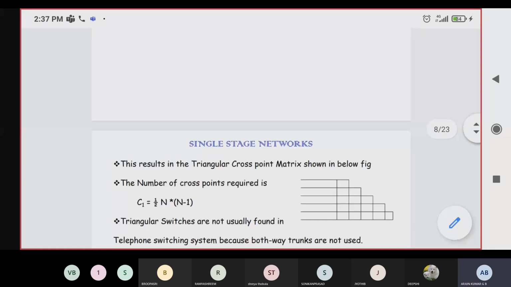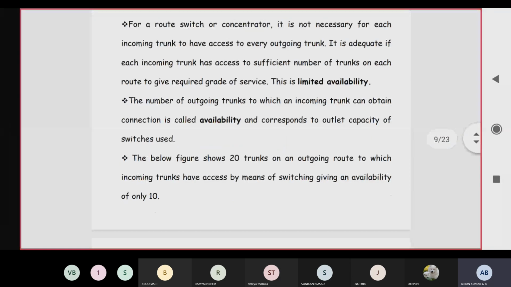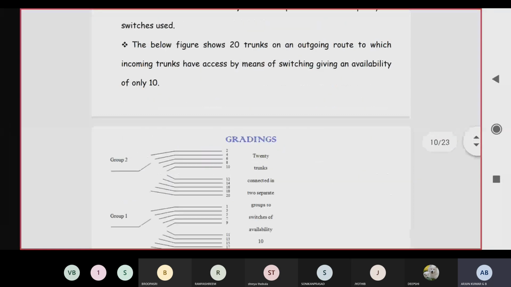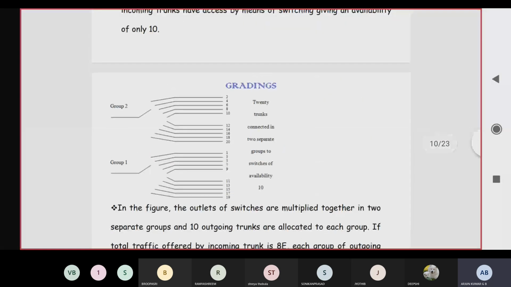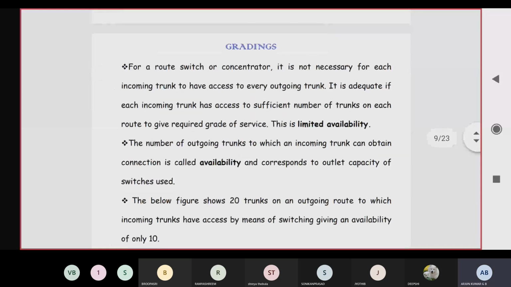Then they introduce the grading mechanism. This kind of mechanism is introduced in the telephone networking system. They will make groups. Each trunk line will be connected through uniselectors in particular groups. That is called grading.